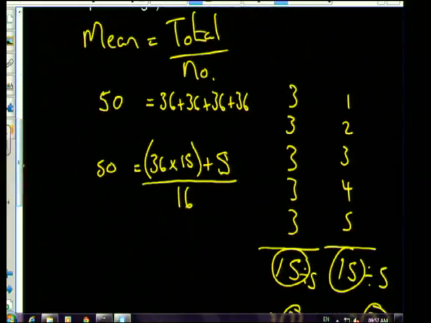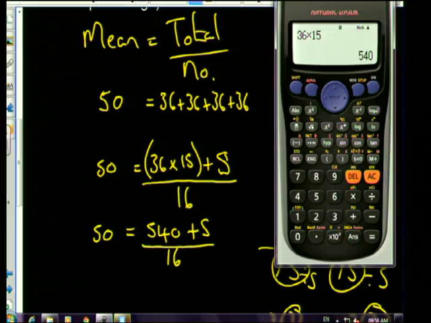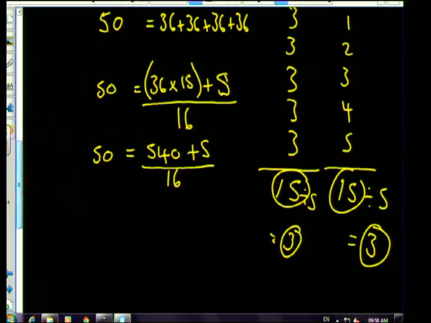So we now want to get S by itself. I've got 50 is equal to, what is 36 times 15? Again, my calculator is going to do this for me. 36 times 15, and I get an answer of 540. Plus S, over 16, is equal to 50. We want the S by itself, right? Let's get rid of the 16. How do I get rid of the 16? If I multiply that side by 16, I'll get rid of the 16. I'm going to multiply this side by 16.